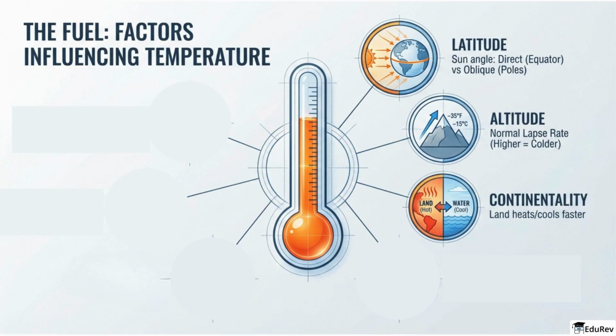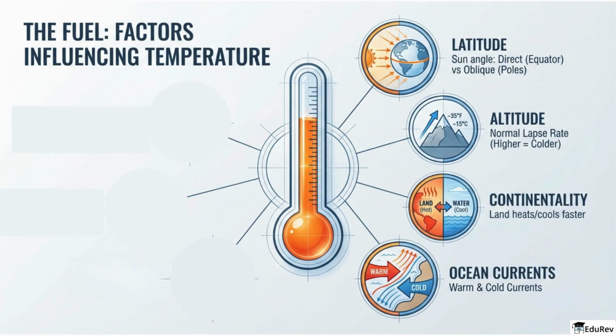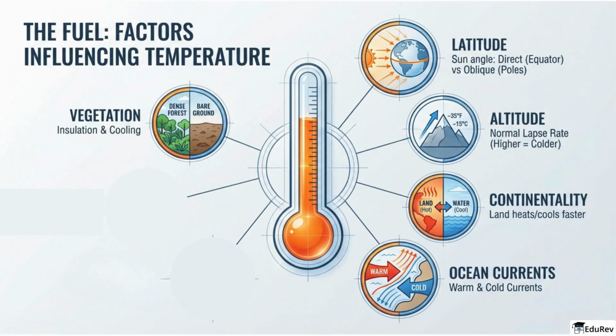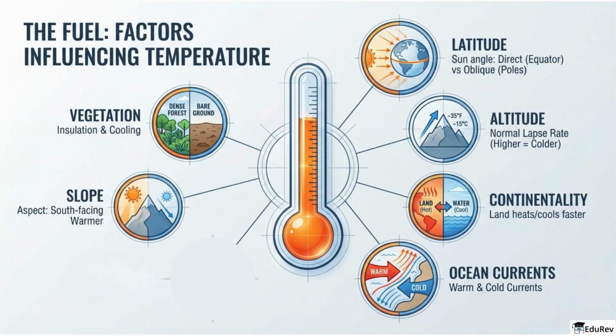Distance from the sea matters because land heats and cools faster than water. Coastal areas stay moderate. Interiors show extremes. Ocean currents rewrite local climate. Warm currents raise coastal temperatures. Cold currents cool them down. Vegetation influences heating because darker surfaces absorb more. Forest cover also affects humidity and local heat balance. And slope aspect matters. A south-facing slope receives more sunshine in the northern hemisphere, so it tends to be warmer.